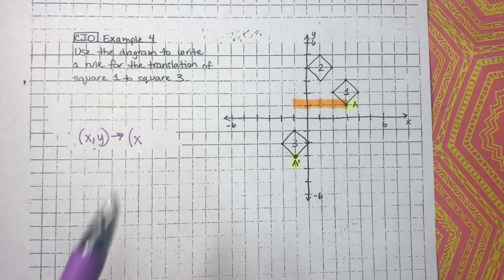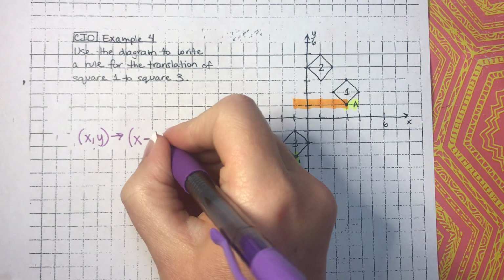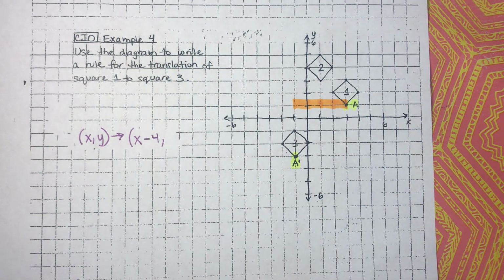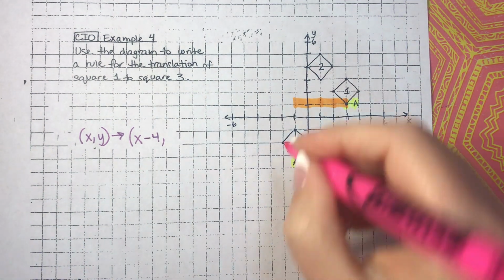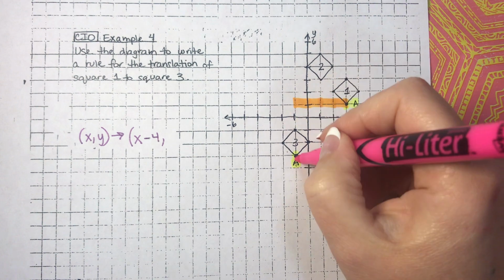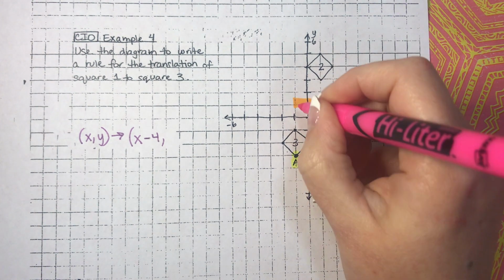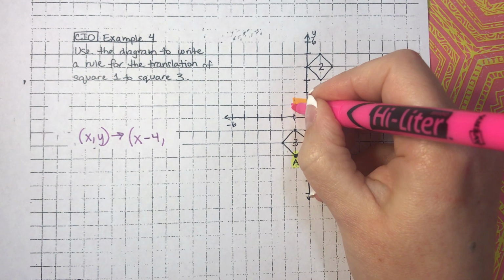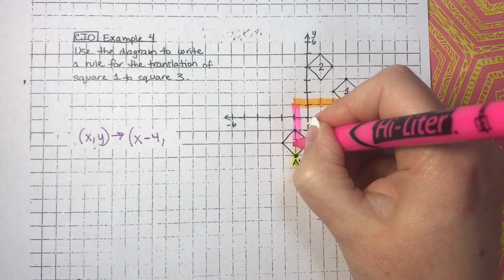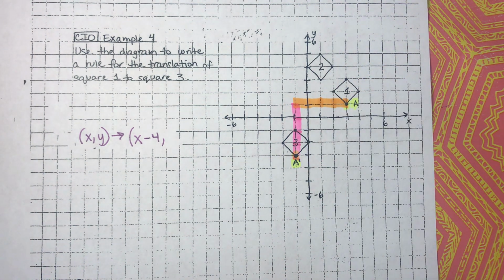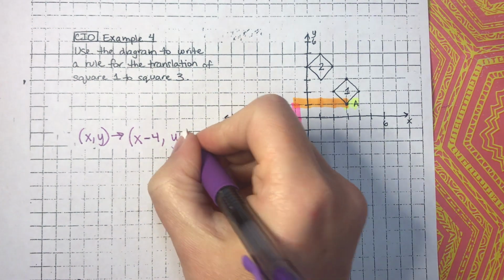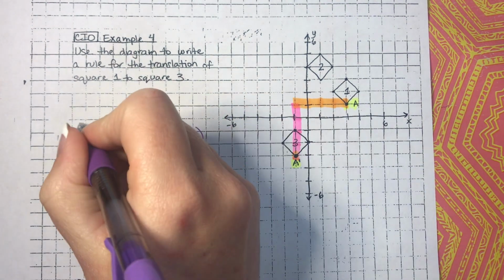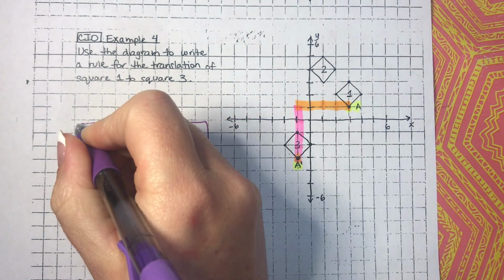So it's going to be X minus 4, and then from here, you're going down in the negative direction again. So how many do we go down? 1, 2, 3, 4, and there we're at our A prime. So it would be Y minus 4. So that would be the translation rule for this particular problem.